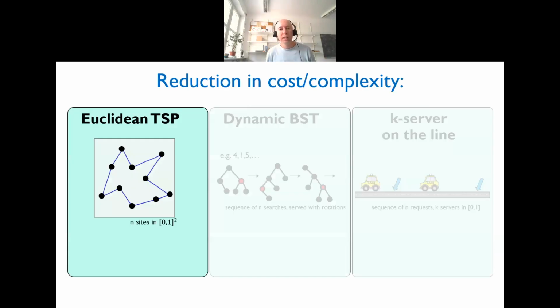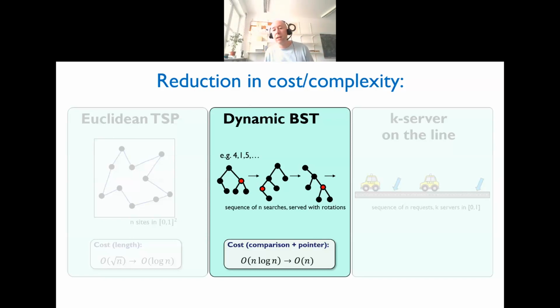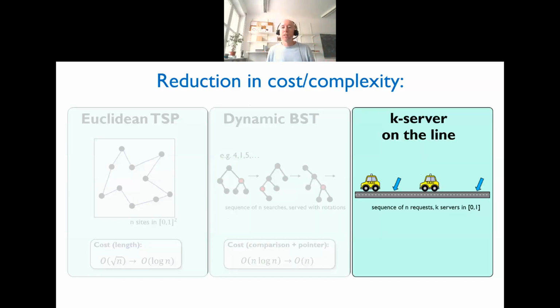And here are our results. For Euclidean TSP, we show that the cost, meaning the length of the tour, reduces from square root n to log n asymptotically if the input avoids some pattern. In the case of binary search trees, the total cost of searches reduces from n log n to order n. If you will, the amortized cost of searches reduces from logarithmic to constant under pattern avoidance.